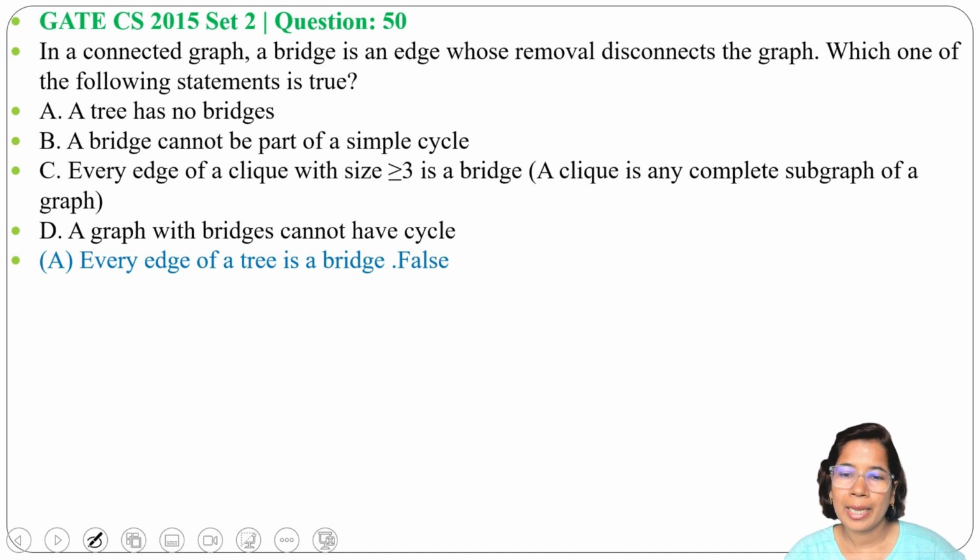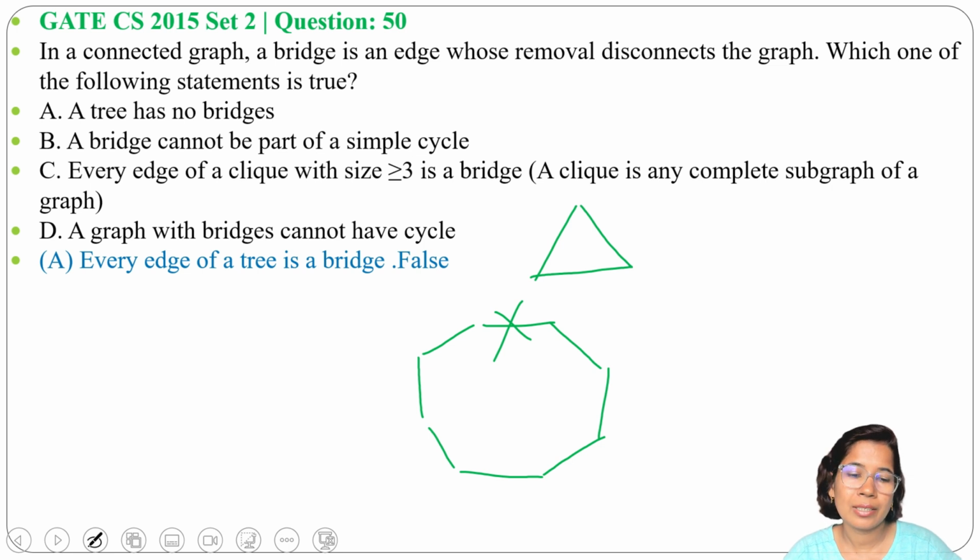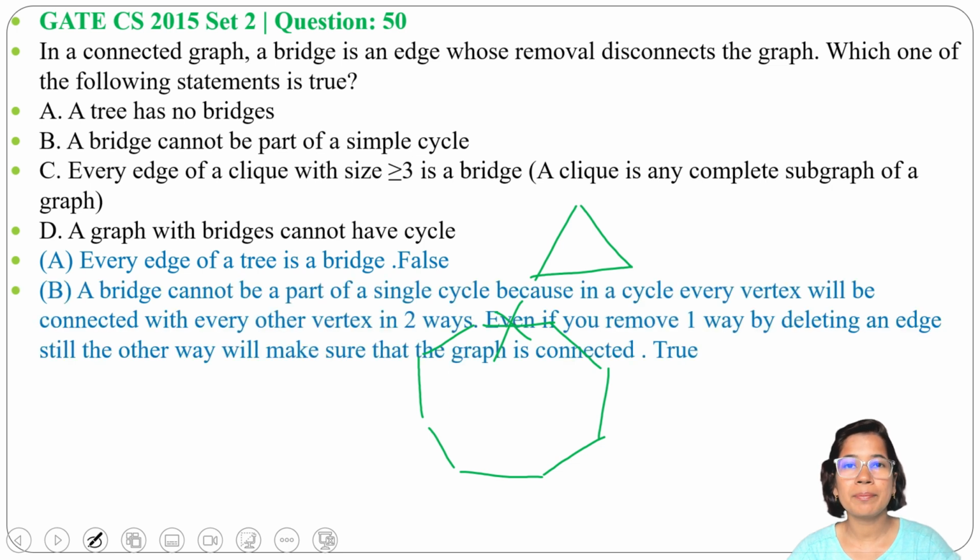Next, option B: a bridge cannot be part of a simple cycle. This is true. This is a cycle. So removal of any edge will not disconnect this graph. Right? Let's take another big cycle. Suppose we remove this edge. Then again it is connected. It is not disconnecting the graph. So removal of any single edge will not disconnect the graph. In a cycle, every vertex degree is 2. Removal of one edge will not disconnect this graph. So option B is true. A bridge cannot be part of a simple cycle.